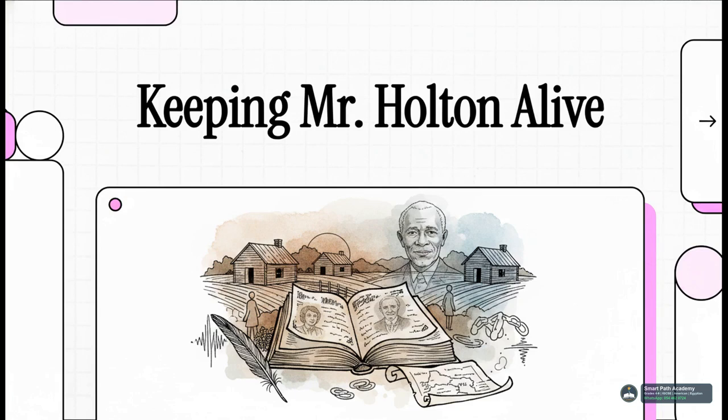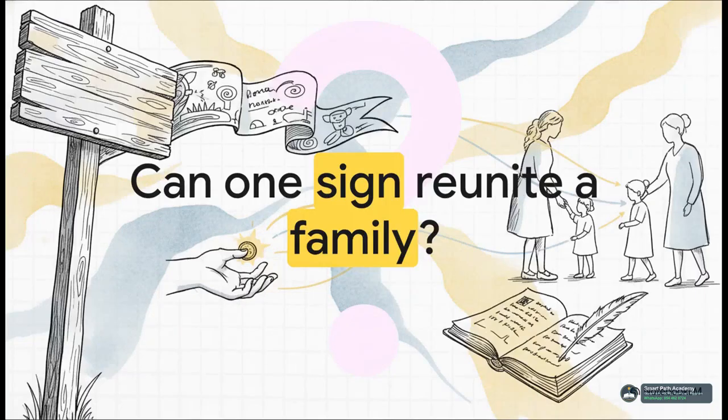We have a truly remarkable story to explore, one that's going to completely challenge how you think about history, community, and the power of language. Let's just dive right into this. Today, we are looking at a really powerful selection from the novel Elijah of Buxton, specifically the section titled Keeping Mr. John Holton Alive.